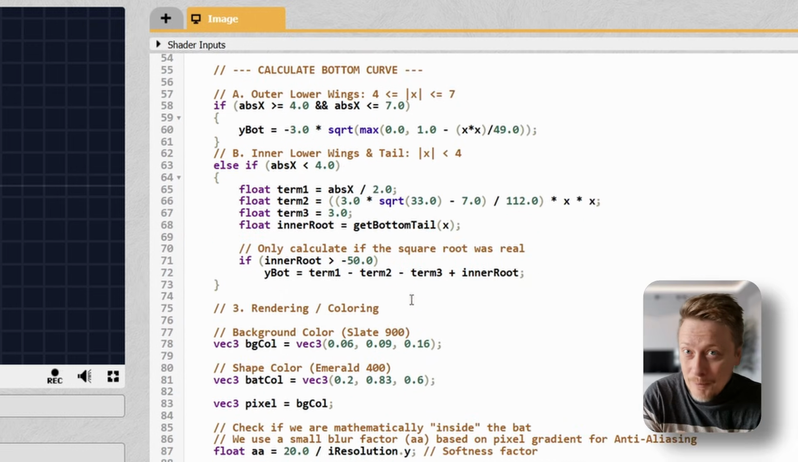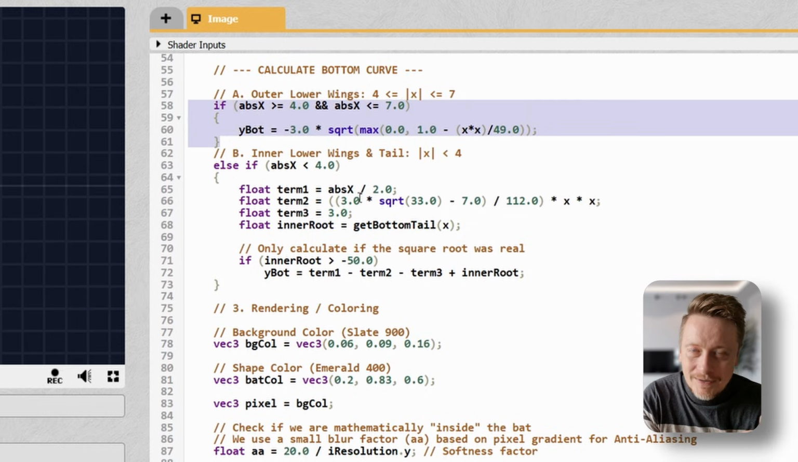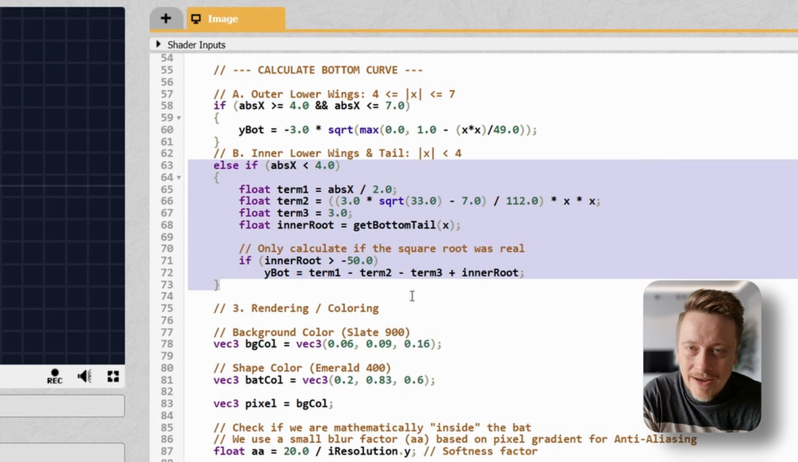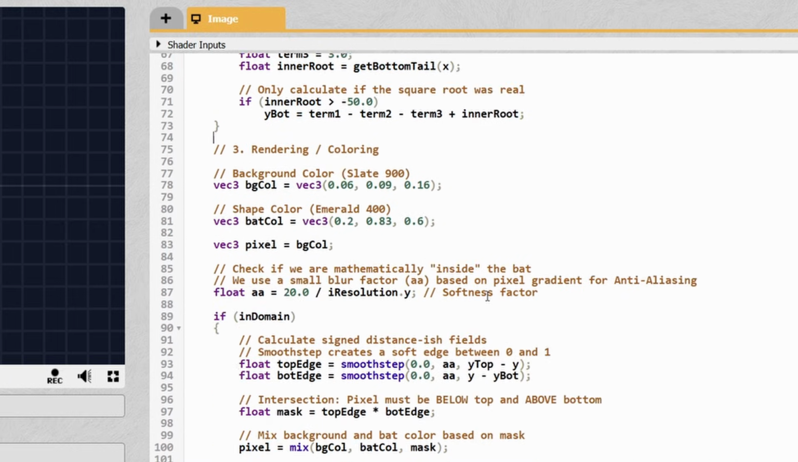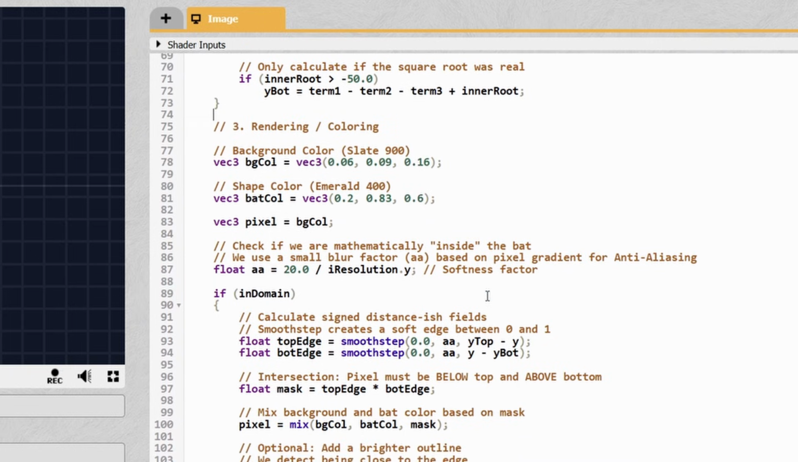The bottom half has 2 main parts. For x between 4 and 7, we mirror the top wings downward. And when x is less than 4, we craft the inner wings and tail using a linear term, a curved tweak, a downward shift, and the tail function from earlier. Once we've computed the top and bottom boundaries, the shader simply checks whether each pixel lies inside the bat shape. Smooth step gives us nice anti-aliased edges, the background is kept dark, and the bat shows up in a bright emerald green.